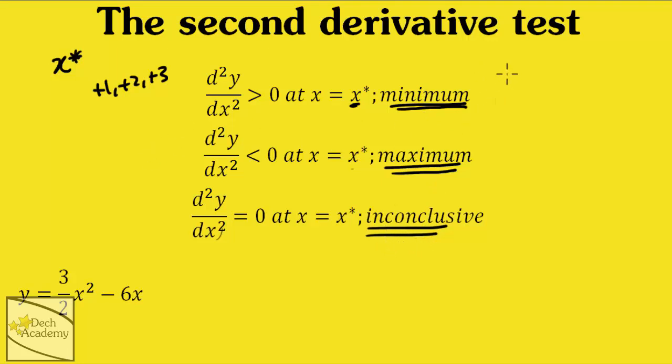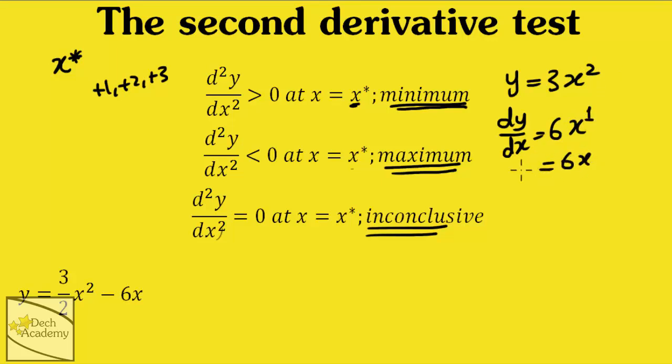So imagine you have a function like y is equal to 3x squared. If you wanted to find the first derivative, dy/dx, you just differentiate this right hand side and you get 2 times 3, which is 6, times x to the power of 2 minus 1, which is 1. So dy/dx is equal to 6x in this case.